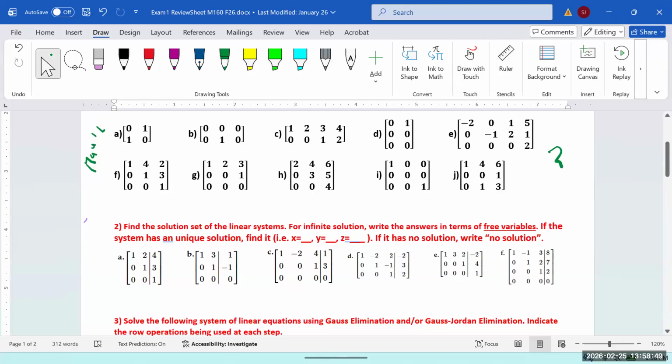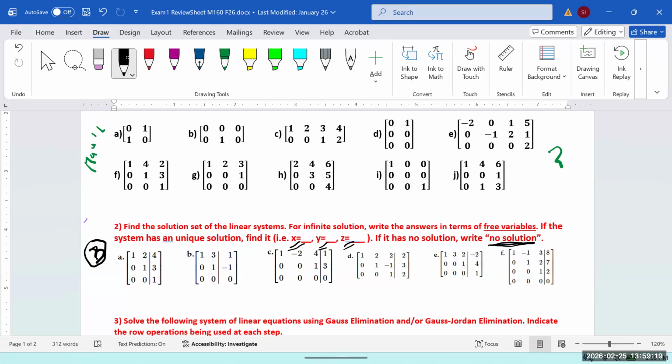Then from question number 2, I'm going to give you 3. One is for unique solution, one is for infinite solution, and one is for no solution. So only for no solution, you write no solution. Besides that, for unique or infinite, you do have to find what is your x, what is your y, and what is your z. You cannot just write infinite solution and stop. Nope. If you do that, you're going to get 0.